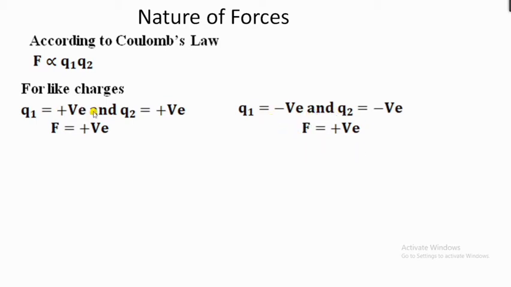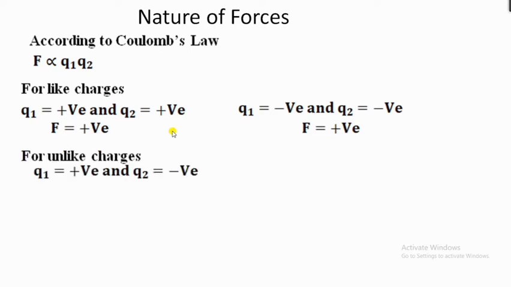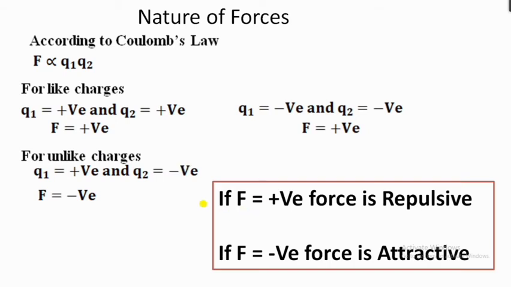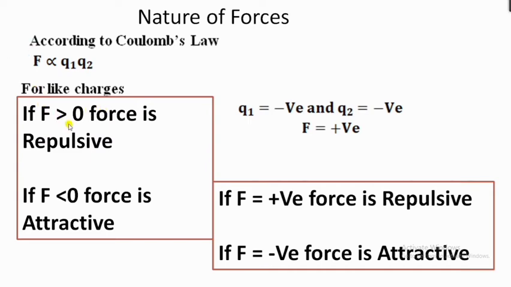So for like charges, forces are always positive, and if the charges are unlike charges, suppose one is positive, another is negative, then if you multiply positive into negative, you will get negative. So the conclusion is, if force between two charges is positive, then force is repulsive, and if force between two charges is negative, then the force between them is attractive. Or in another form, you can write, if F is greater than 0, force is repulsive, and if force is less than 0, that is negative, then force is attractive. So these 2 points are important.